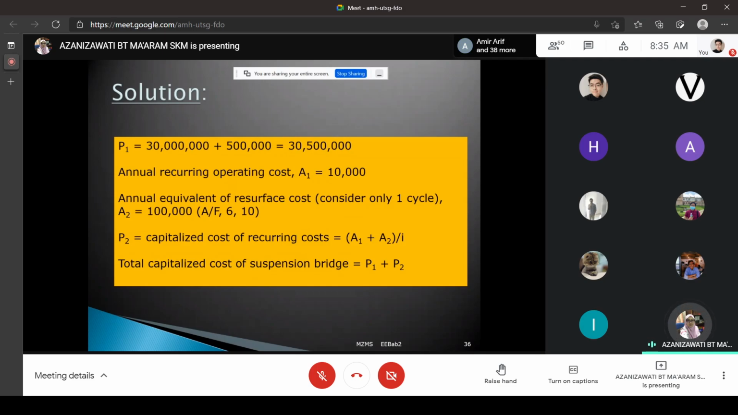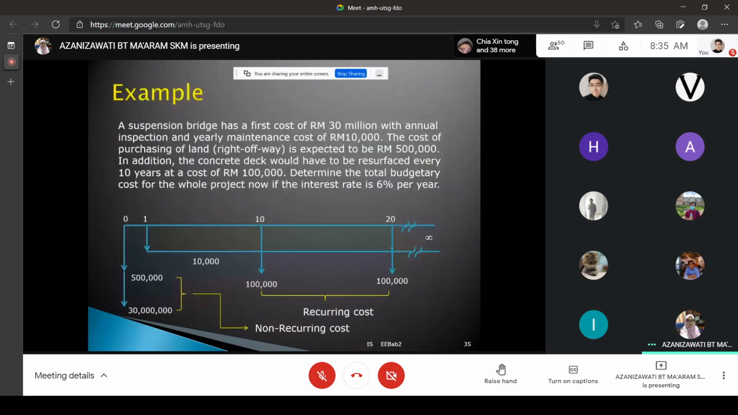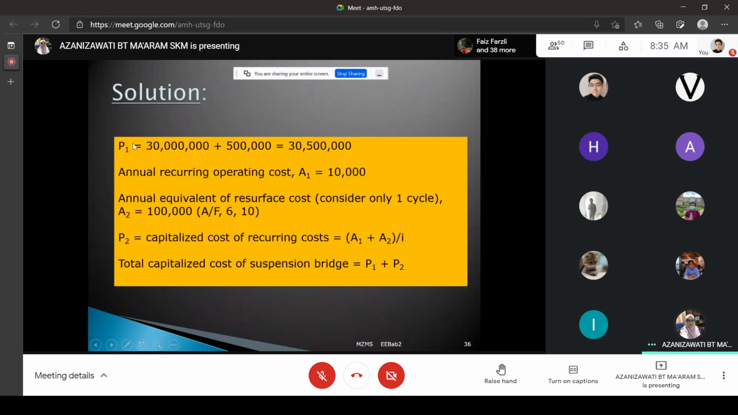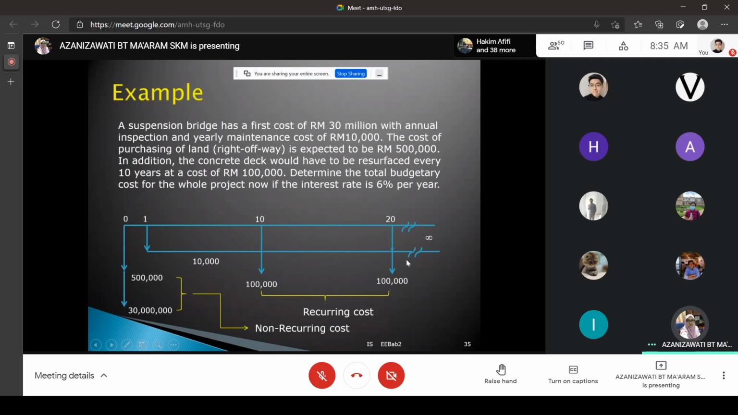Any question for Doktor, capitalized cost? Doktor, benda dah slide. First, we have to settle this one, P1. Okay, this one is very direct. This value plus this value, so you will get this value. And then recurring cost, we have two, where operating cost is 10,000. So this one every year is 10,000 for infinity. And another one is every 10 years.